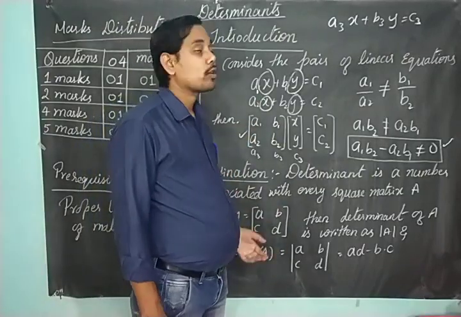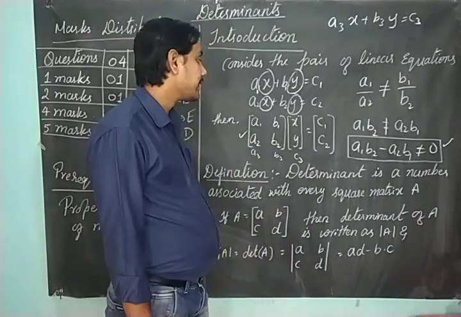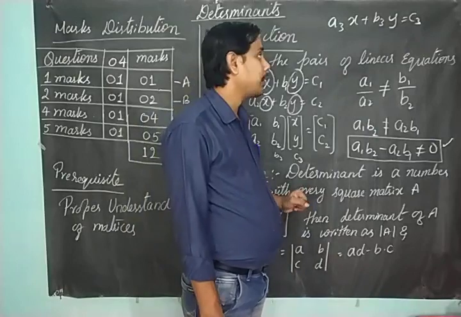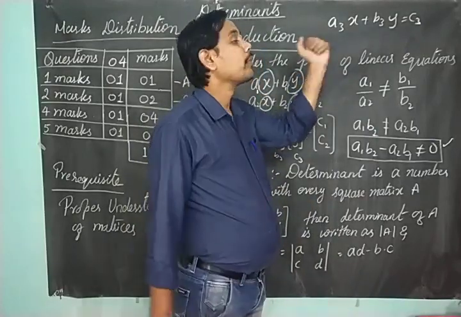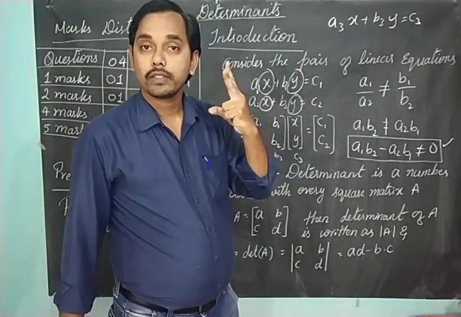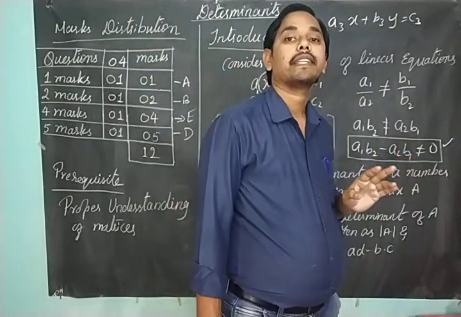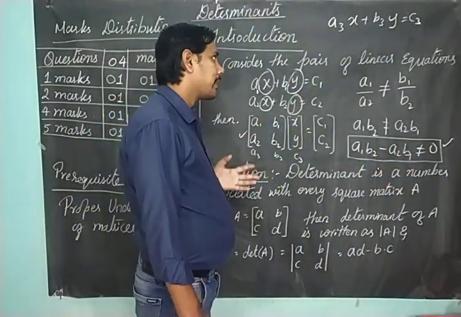Why is it not possible to find the values of x and y here? Because we have 3 equations and only 2 unknowns. So it's not possible, right? It becomes difficult.